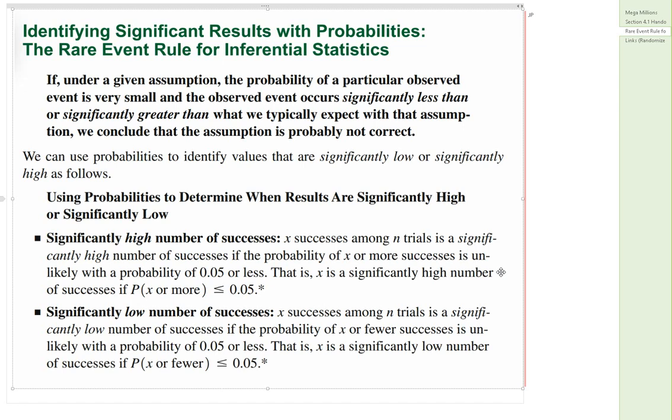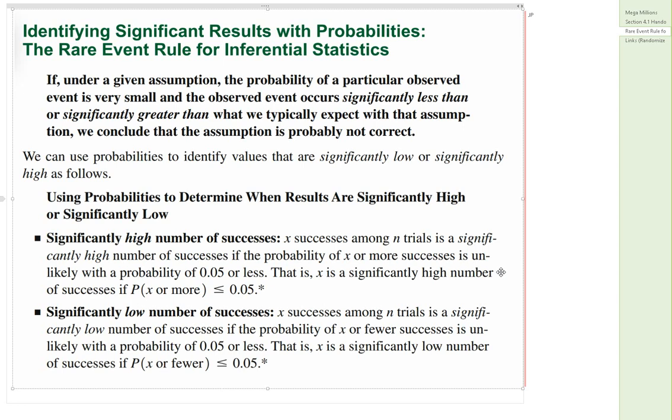If under a given assumption, the probability of an observed event is very, very small, and the event occurs significantly less or significantly greater than what we would typically expect with that assumption, we conclude our assumption's probably not correct. So if I'm getting more heads than you think I should by flipping that coin, then either I got really lucky or your assumption that it was a fair coin is probably wrong.